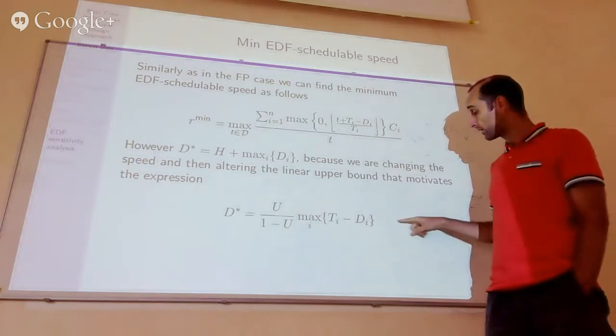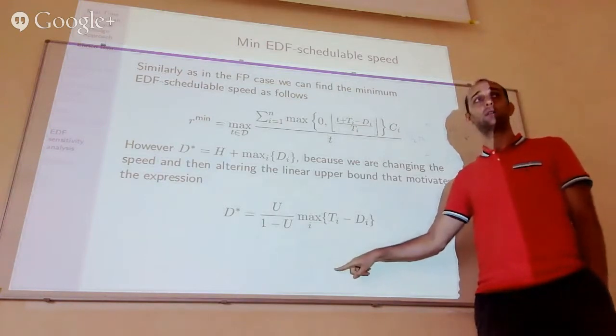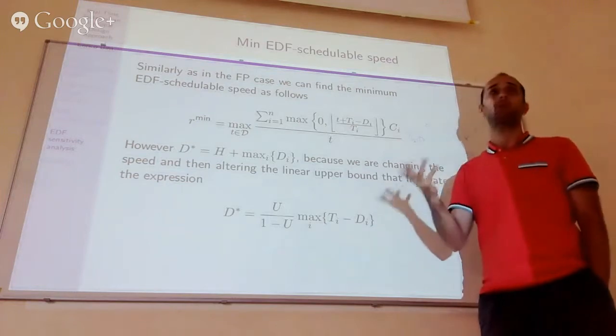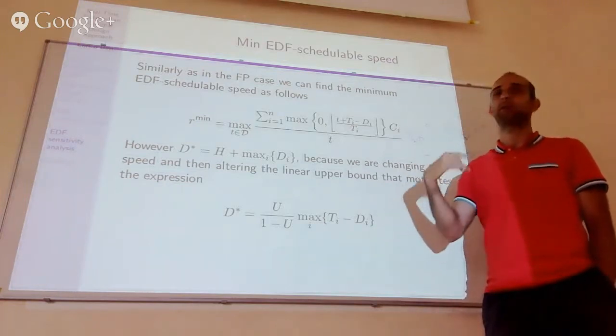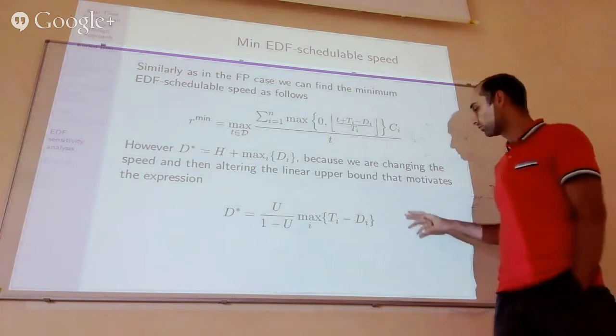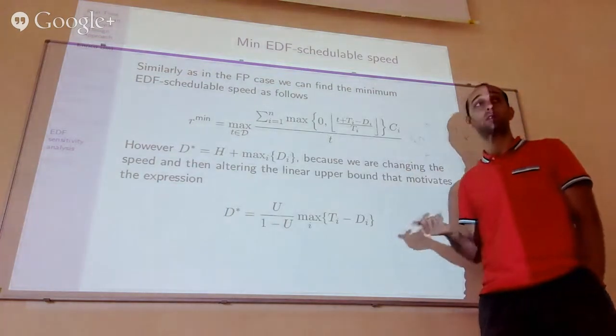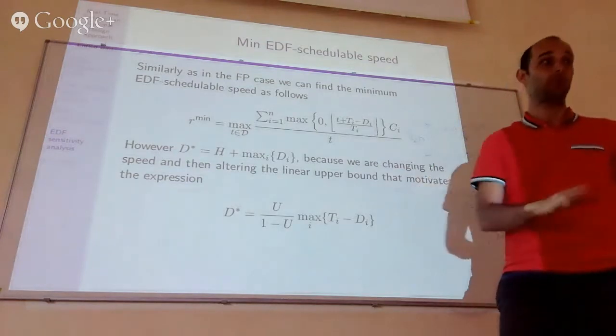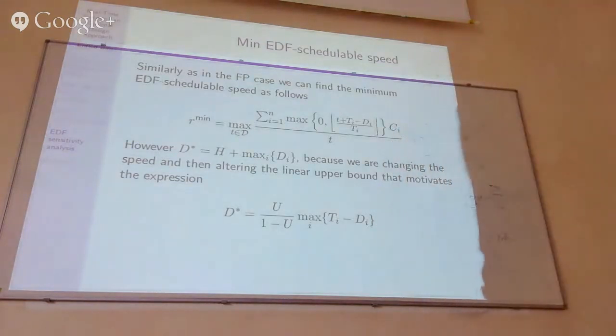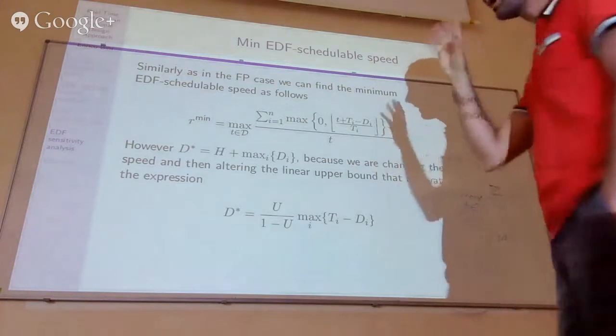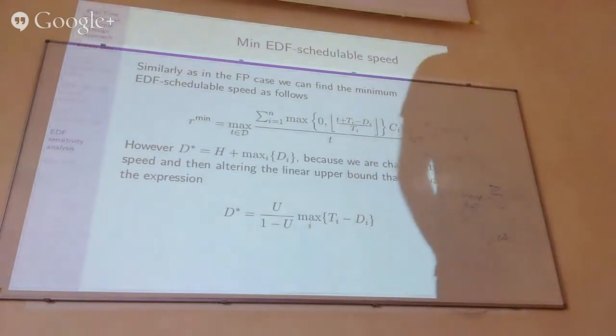Right. And with QPA, performing this test is a bit trickier, because you remember those steps that you do with the algorithm? Those steps do depend on the value of the computation time. So it's not that simple to find how much you can change the computation time such that the QPA test remains true. So applying QPA for sensitivity is a bit harder.